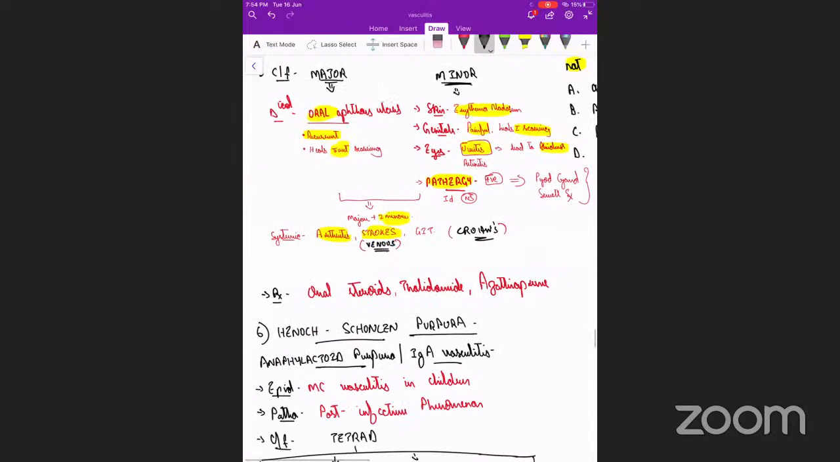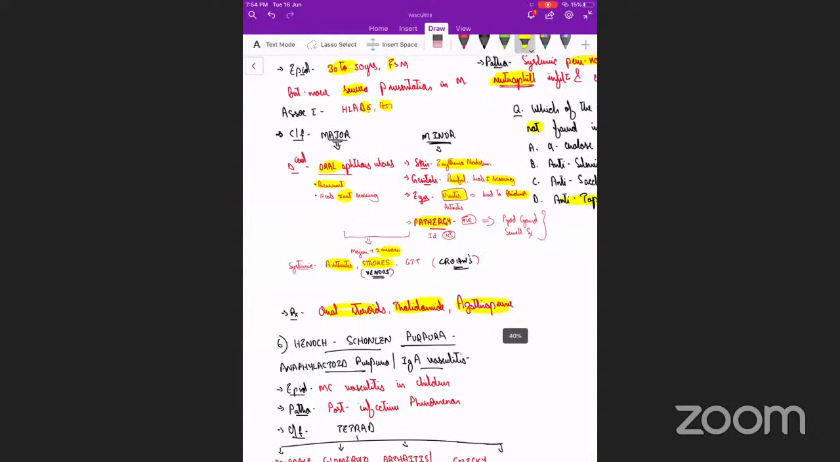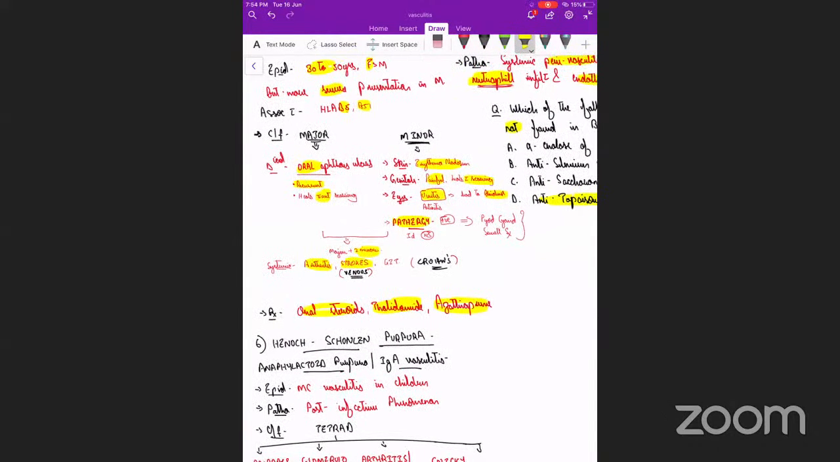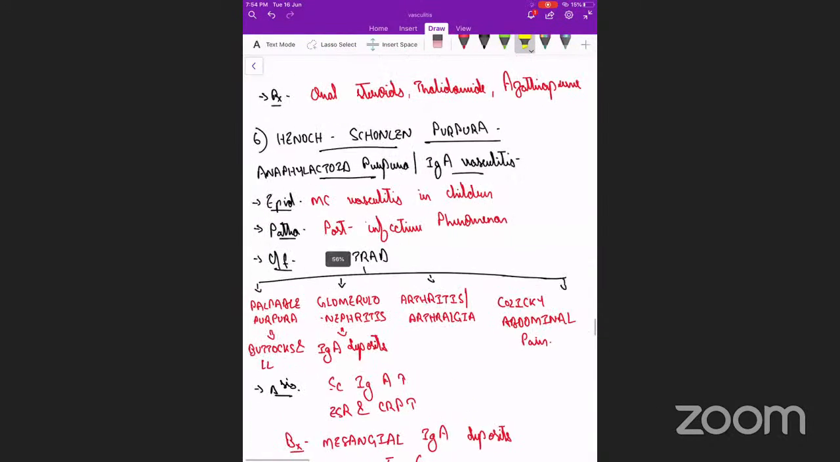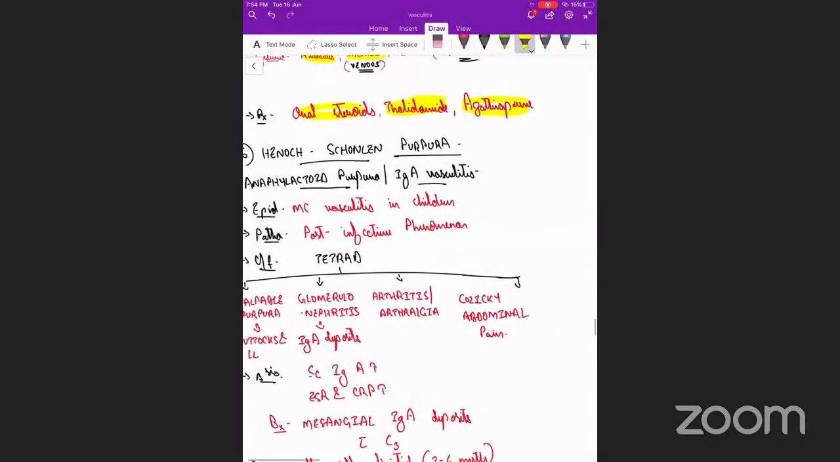So treatment, how do we treat? Oral steroids, even topical steroids for just the skin involvement, for the pain. Hydroxychloroquine can be given for arthritis, thalidomide can be given, azathioprine can be given, higher drugs when there is systemic involvement, okay? Next, in the list of small vessel vasculitis, one was ANCA-mediated.